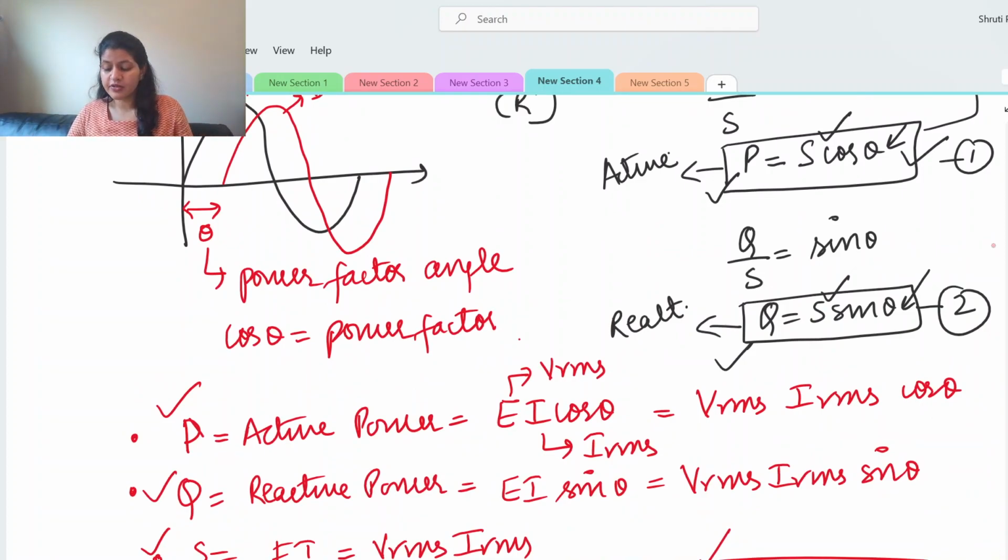In the next video, we'll take a very basic question regarding this and we'll cover almost all components: finding out active power, reactive power, apparent power, making a power triangle, and solving the equations.